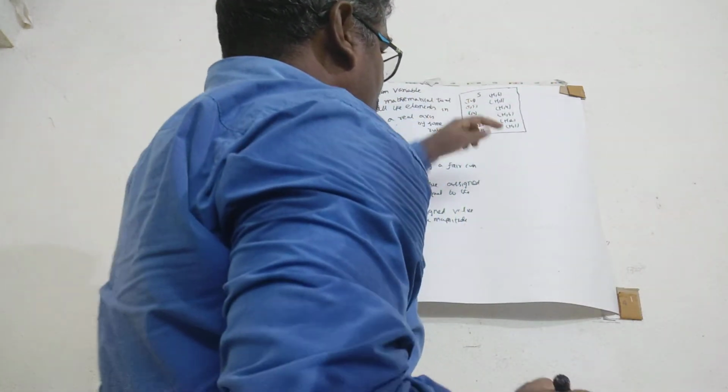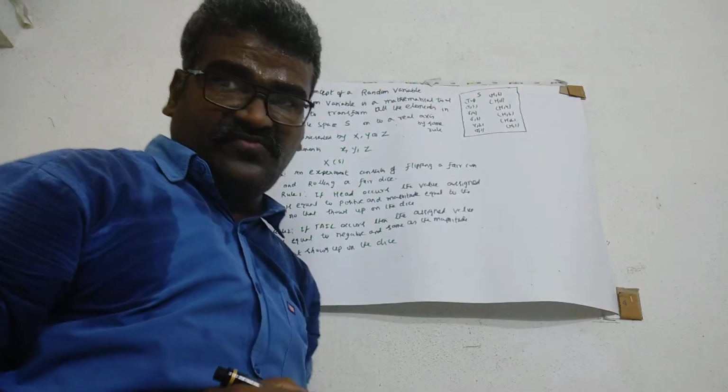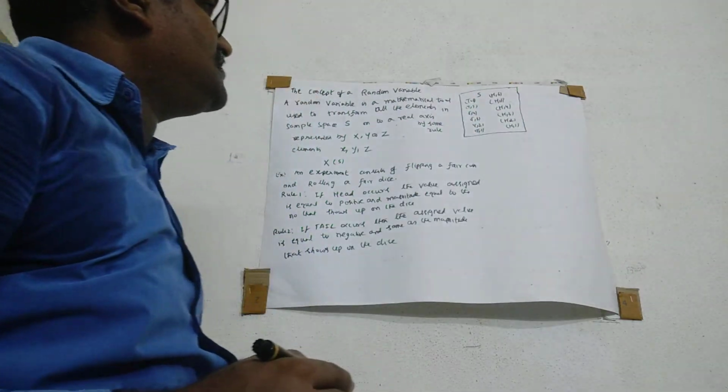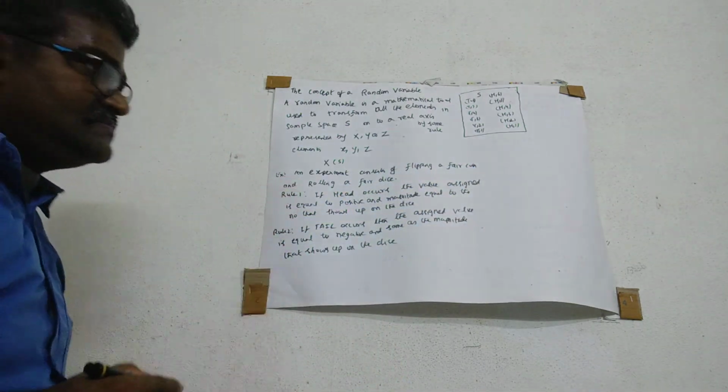How many elements are in the sample space here? This side 6, this side 6. Totally 12. All these elements should be assigned to some real value based upon these two rules.